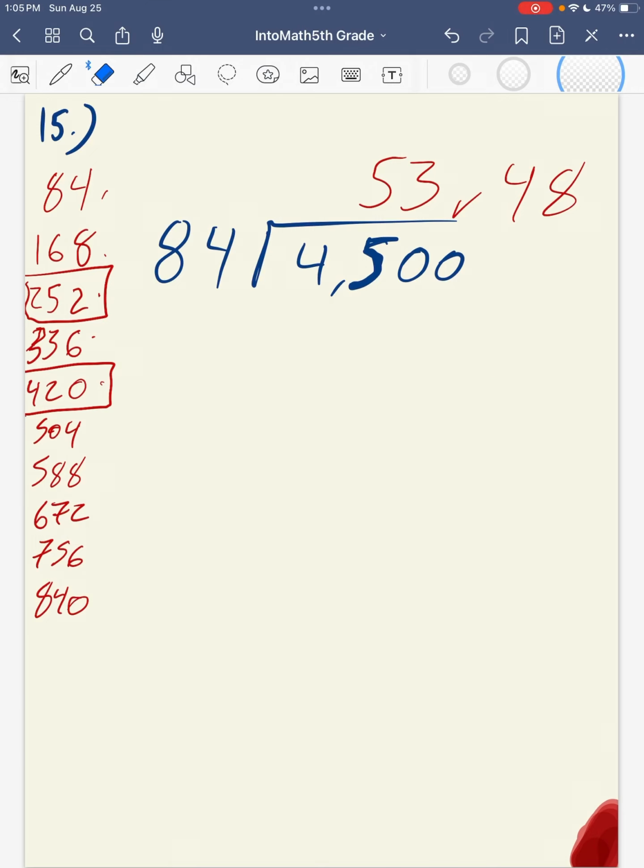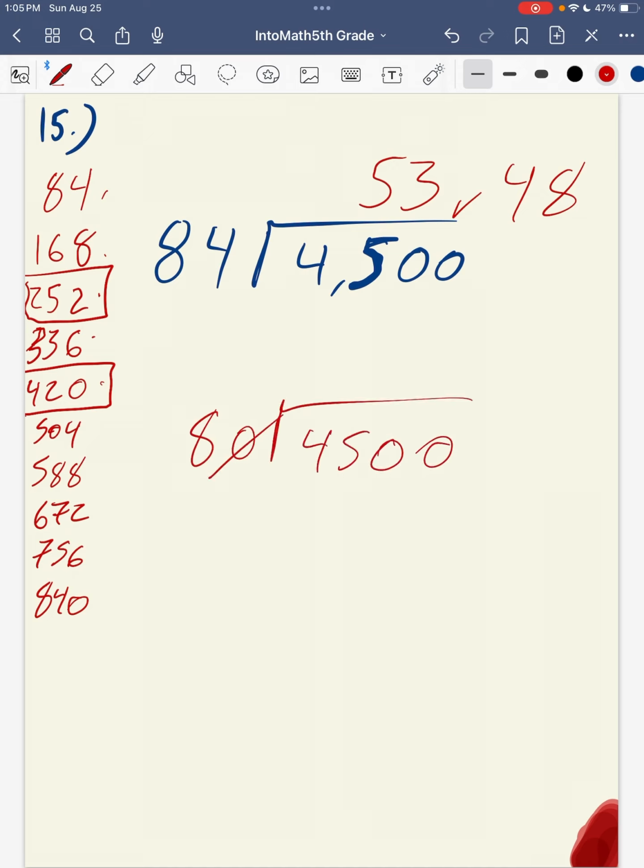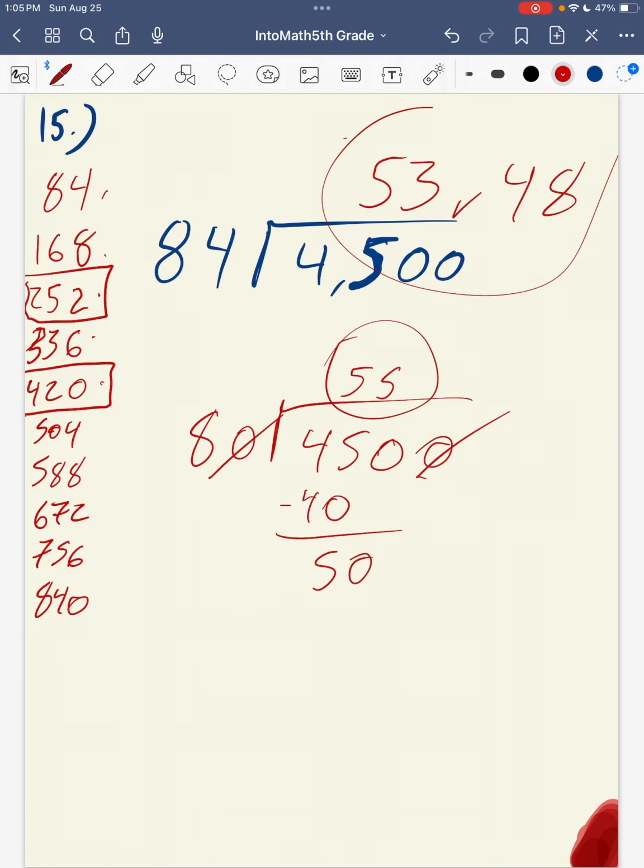Double check our math real quick. Let's use some comparable numbers. Let's see how many times 80 can go into 4,500. Take off the last 0. 8 could go into 45. That looks like it's 5 times, minus 40. It's a bit of a 55. So we estimate about 55. Our answer is 53. This is a reasonable answer. So 53 with a remainder of 48.